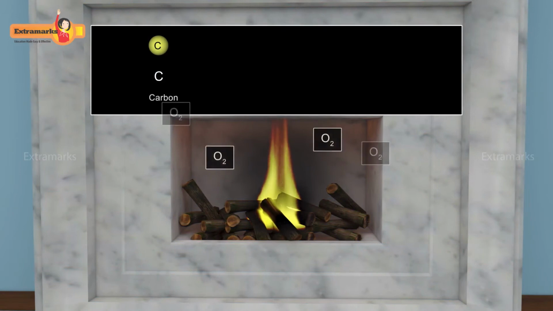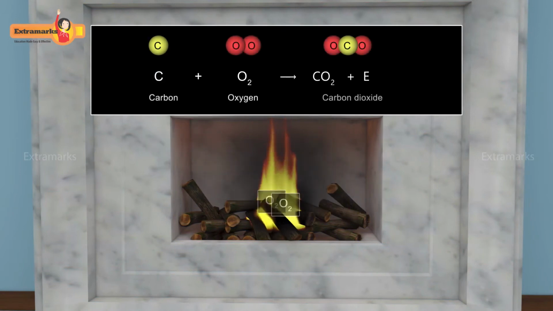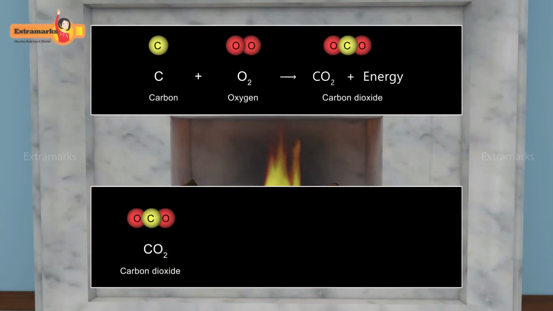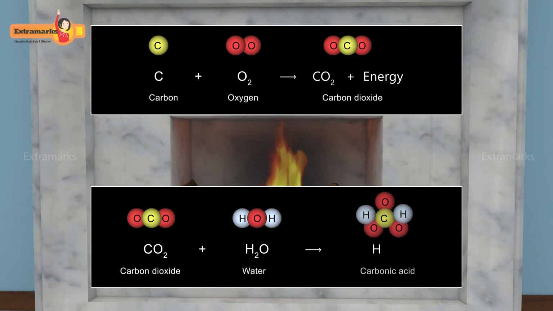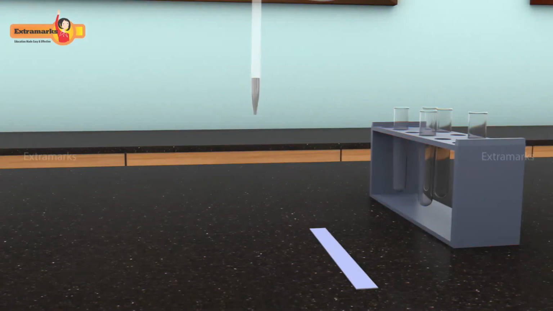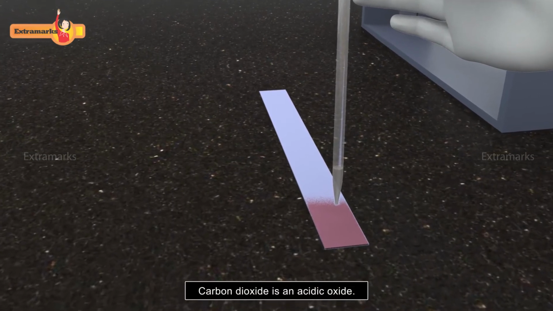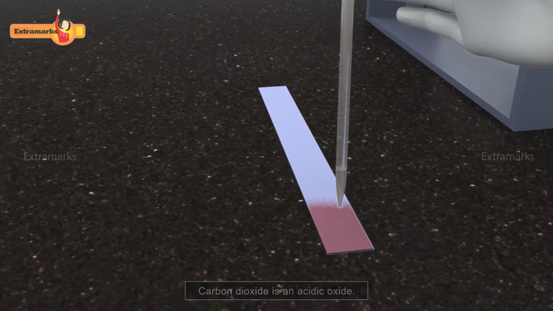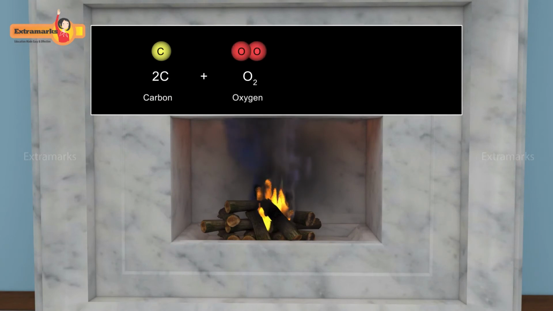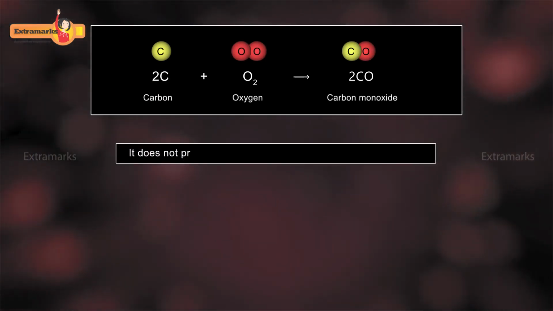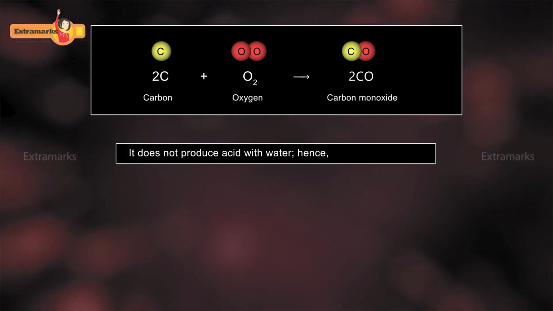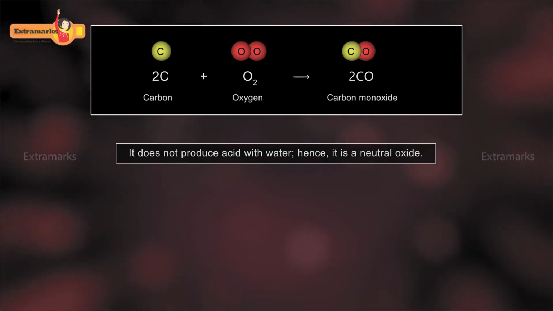When carbon reacts with excess of oxygen, carbon dioxide is formed. Carbon dioxide dissolves in water to form carbonic acid. Carbonic acid turns blue litmus red. Thus, carbon dioxide is an acidic oxide. If carbon reacts with limited supply of oxygen, carbon monoxide is formed. Carbon monoxide does not produce acid with water. Hence, it is a neutral oxide.